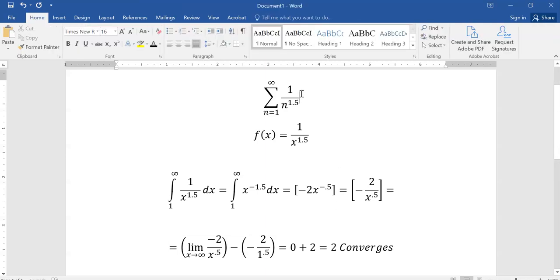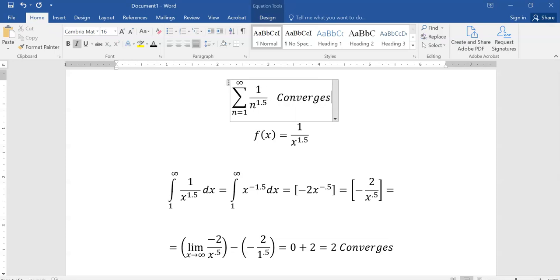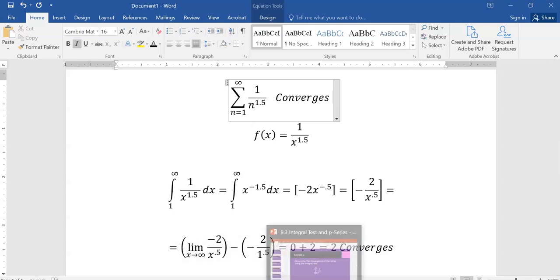Now, when we go up to my infinite series and say whether it converges or not, we know it converges. However, it might not converge to 2. It might converge to something very different. It might converge to 3. It might converge to, who knows. But it converges, just not to 2. All right? So there you go. Now we can determine whether this infinite series converges or diverges based on the integral test.